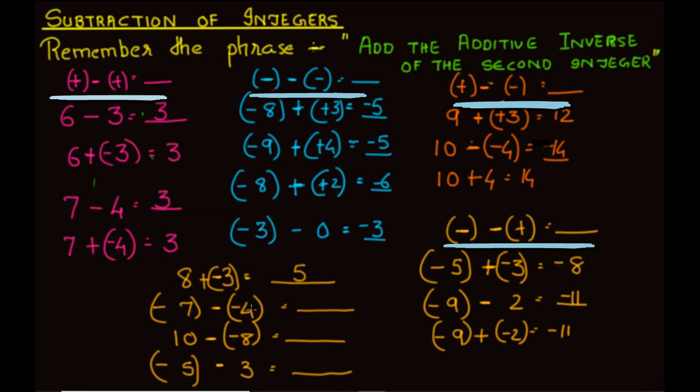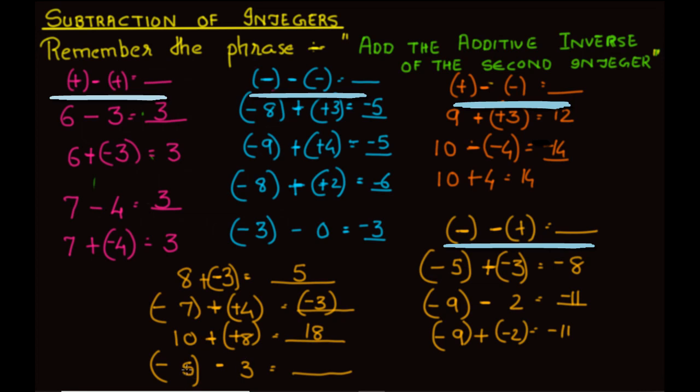Negative 7 minus negative 4. So again, add the additive inverse of the second integer. So add, additive inverse of negative 4 is positive 4. So negative 7 plus positive 4 gives you a negative 3. Did you get this also correct? Wonderful. Give a pat on your back now. Third one, 10 minus negative 8. So here again, add the additive inverse. So what happens? 10 plus 8 positive. It's 18. Got it right?